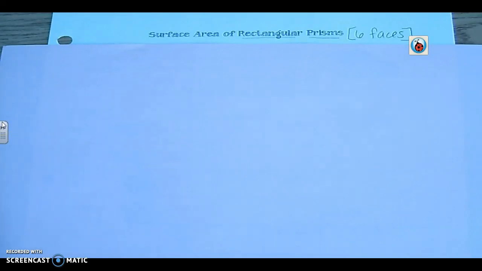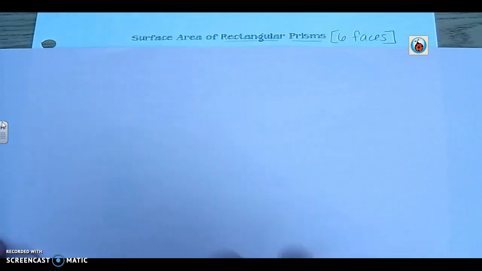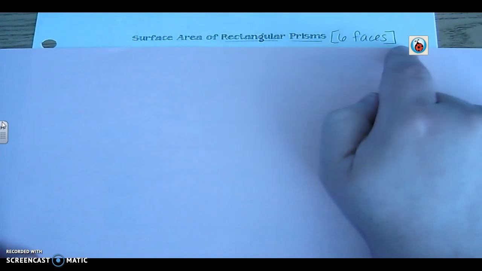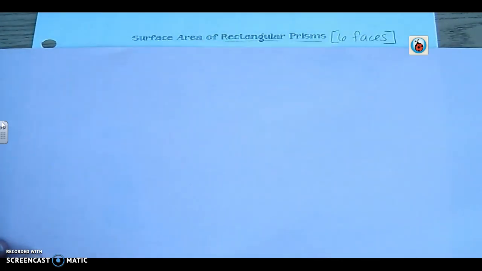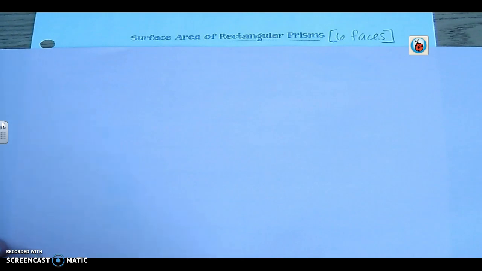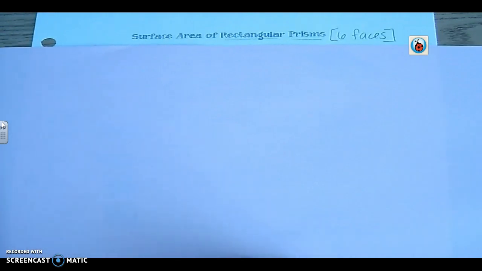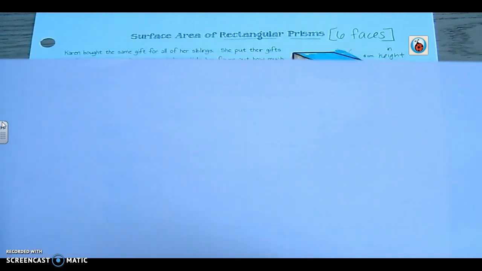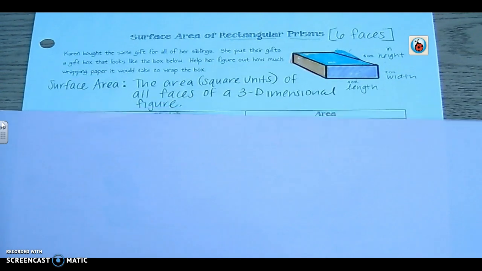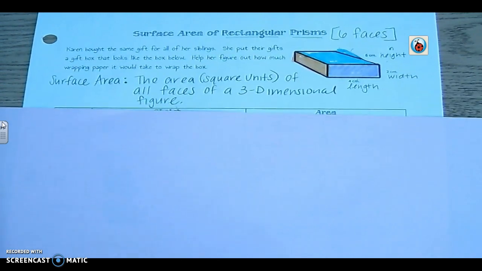These notes are on calculating surface area of rectangular prisms. Recall from our earlier lessons that a rectangular prism consists of 6 faces. So before we start, let's go and review what surface area actually is. We're going to write our definition on our notes page.